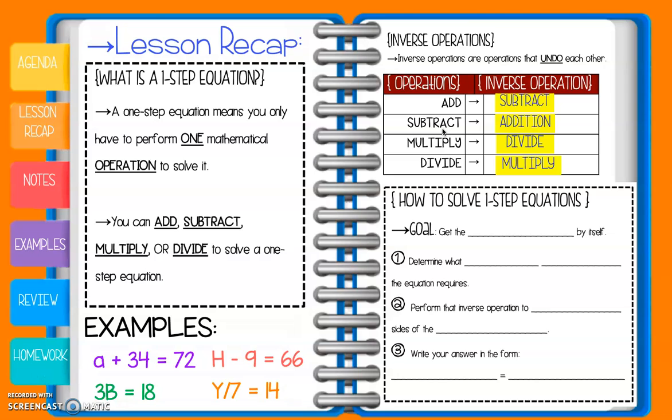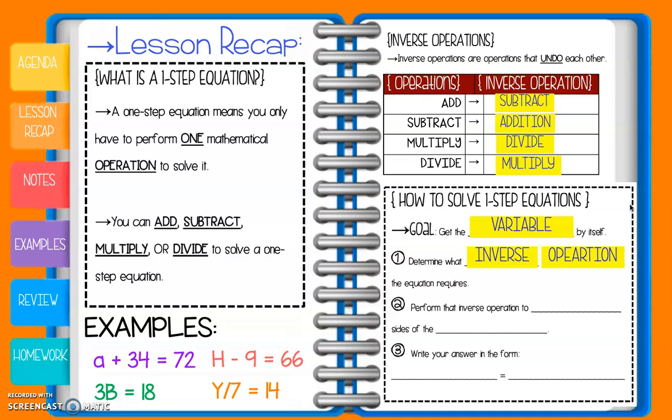When we're solving a one-step equation, our goal is to get that variable all by itself. We want to get the variable by itself because then we'll have the solution to the equation. First, you're going to determine what inverse operation the equation requires. If it's a multiplication problem, we're going to be using division as our inverse. If it's addition, we're going to be using subtraction as our inverse.